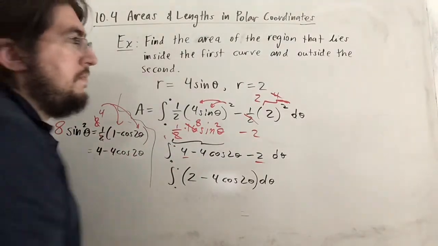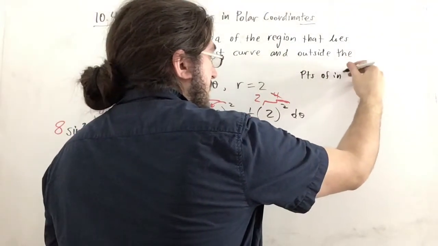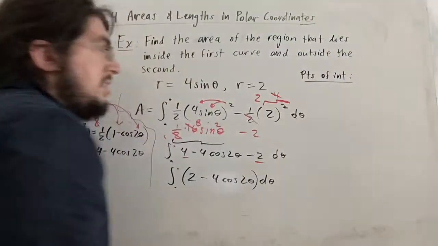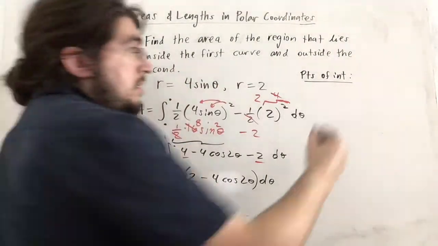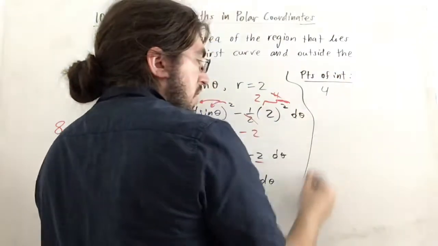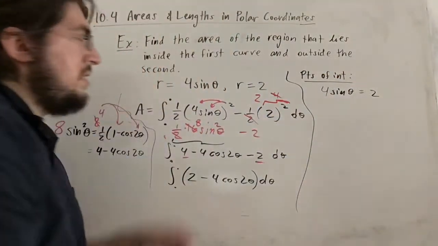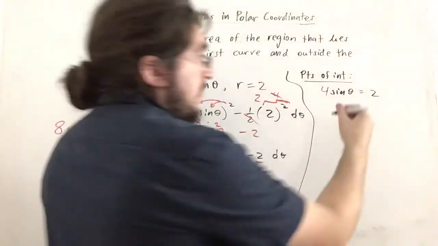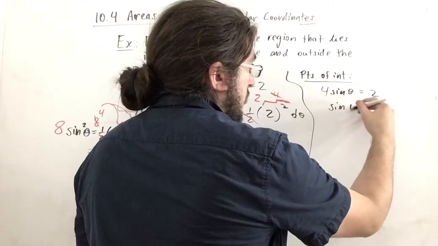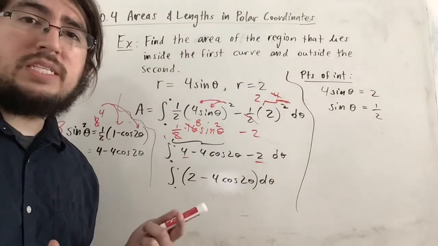So let's take a look. Let me write points of intersection like this. It's just, again, setting this r equation equal to that r equation. So if you write 4 sine theta is equal to 2, and we border this off as well, well, divided by 4 will give you sine of theta is equal to 2 over 4, which is 1/2. And we all know sine is 1/2 at pi over 6.